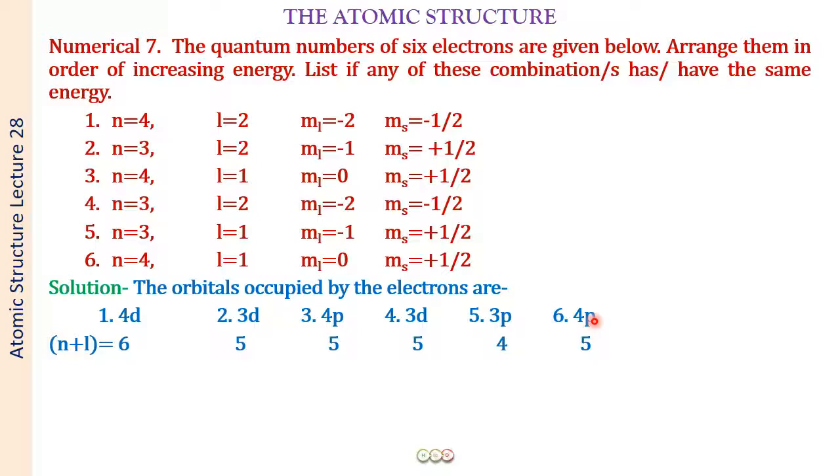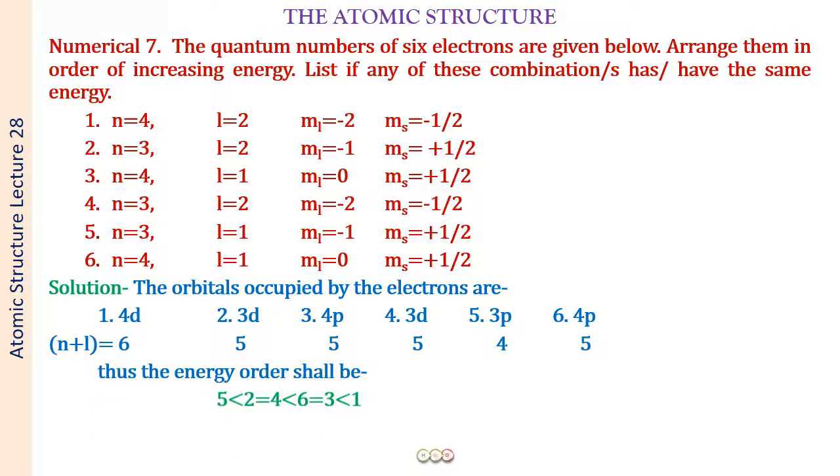Now the 4p electrons, whether they are present in whichever orbital px, py or pz, they are going to be degenerate orbitals. They will have the same energy. Similarly, the 3d orbitals will also have the same energy. So the second choice and the fourth choice will have the same energy, and the third choice and the sixth choice will have the same energy. The highest energy will be of 4d, right?